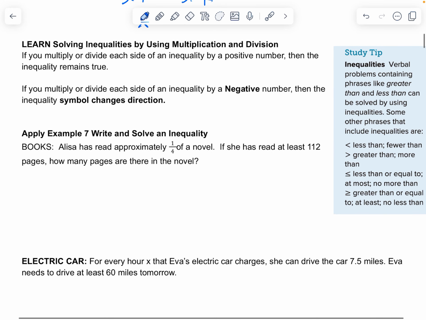Okay. Solving inequalities by multiplication or division. If you multiply or divide both sides of an inequality by a positive number, then the inequality remains true. If you multiply or divide each side of the inequality by a negative number, then the inequality symbol changes direction.